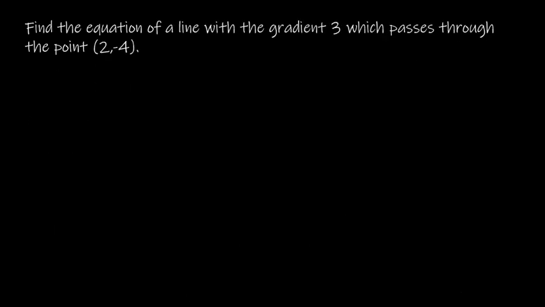Alright, so let's have a look at another example. We have to find the equation of a line with the gradient 3, which passes through the point (2, -4). So let's write down our solution. Okay, so let me say case 1 or approach 1, and then case 2 for us. You can use any of them.